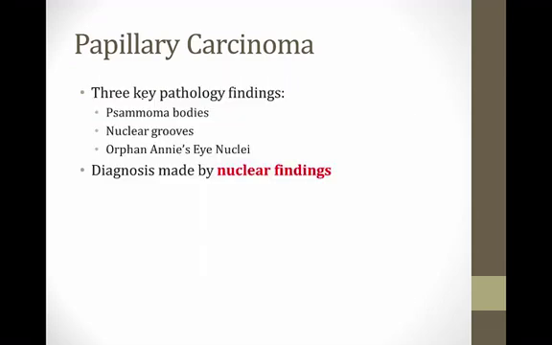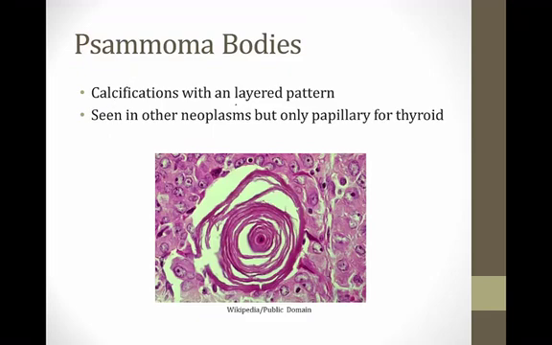There are 3 classic pathology findings of papillary thyroid cancer that you need to know, especially for step 1. The first is the presence of psammoma bodies. I'll show you a picture of these in a minute. The other 2 findings have to do with the nuclei of the cancer cells, and these are the presence of nuclear grooves or orphan Annie's eye nuclei, and it is the presence of either of these nuclear findings which make the diagnosis of papillary carcinoma. Pathologists will look for these, and when they see the characteristic nuclear findings, they can call the cancer a papillary carcinoma.